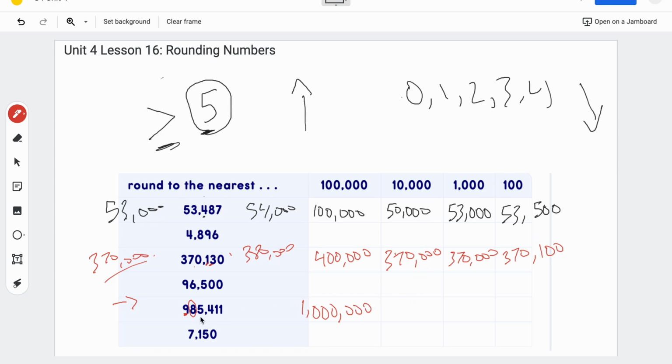So nearest 10,000. You go to the 10,000th place now, this 8. So you look to your right. You see a 5. Oh, that means it's at least half. So I'm going to run up. So is this number closer to 980,000 or 990,000? So this number is closest to 990,000.